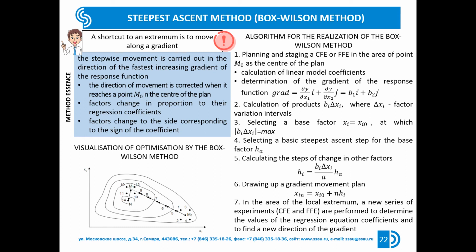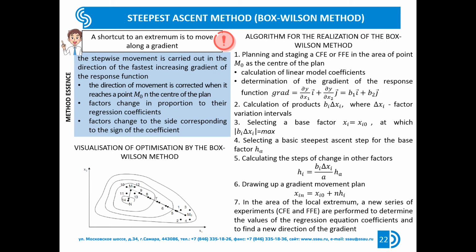To move along the gradient, it is necessary to change the factors in proportion to their regression coefficients and in the direction corresponding to the sign of the coefficient. The search moves in this direction until a local maximum is found, point m1. At that point, one finds a new gradient direction, direction m1n, by again performing a CFE or FFE. And then the procedure is repeated. The arrows in the figure show the trajectory towards the optimum.